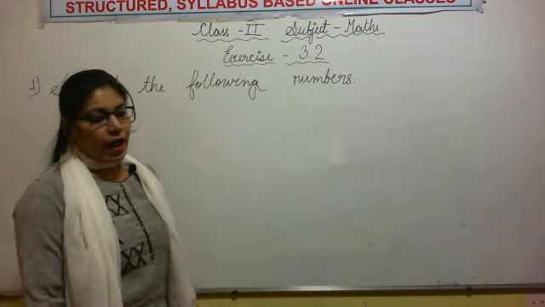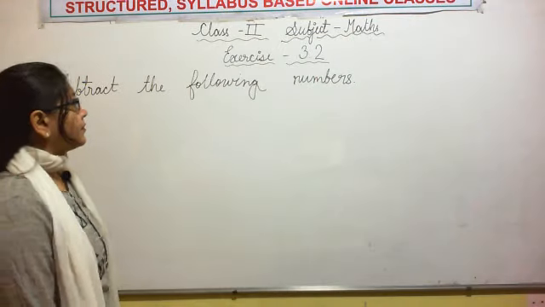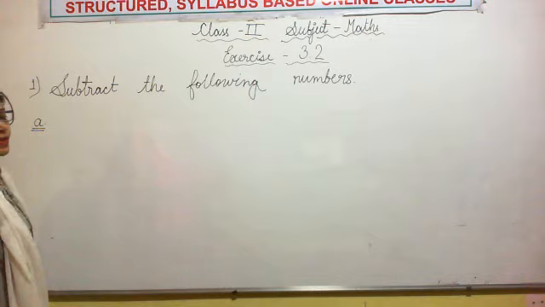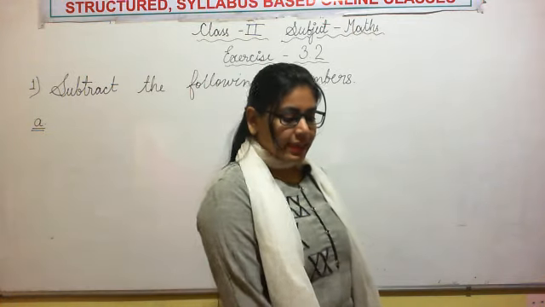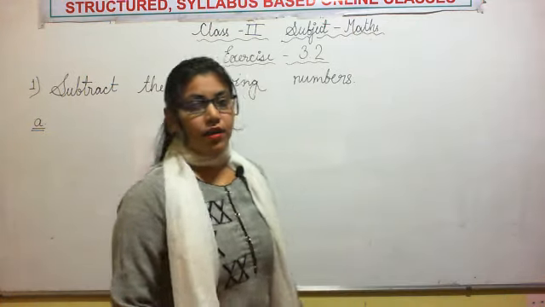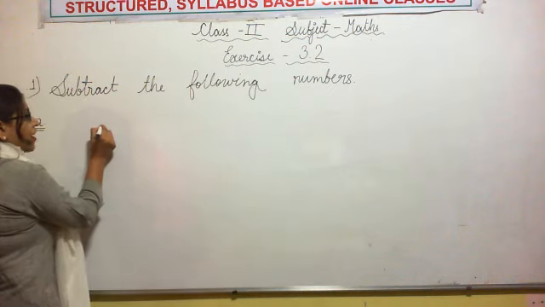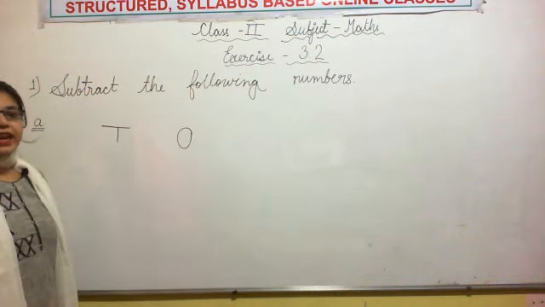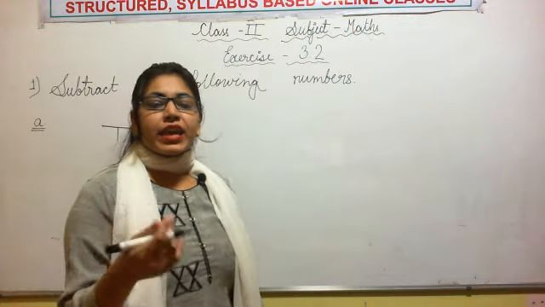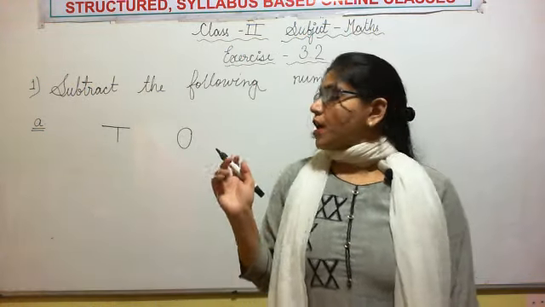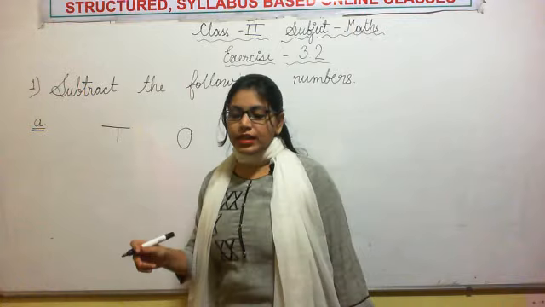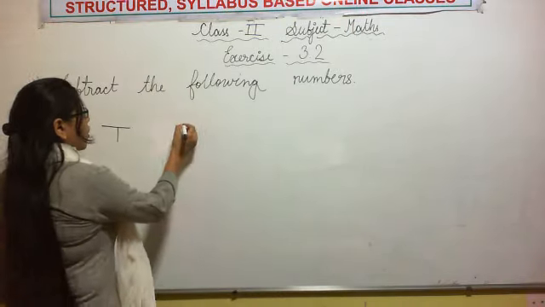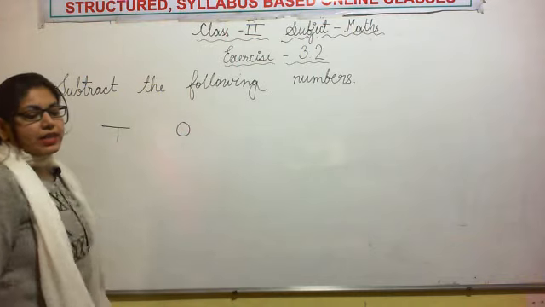So, part A. Part A is 96 minus 54. So first of all we will write tens and ones. This is the very first step of each and every question based on mathematical operations. So firstly we will write ones and tens, okay?